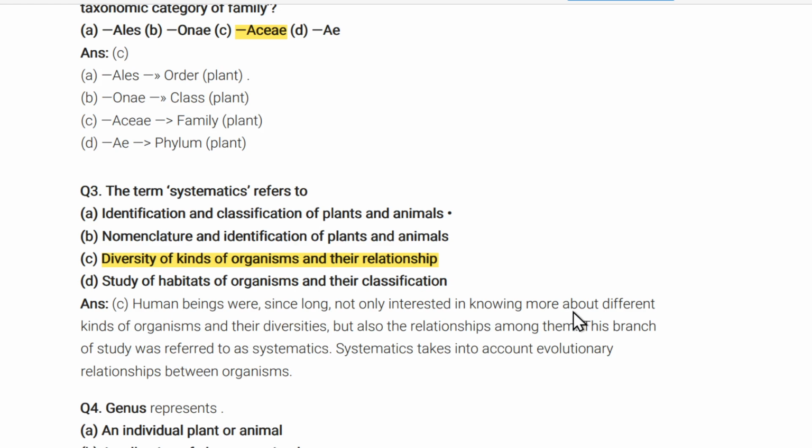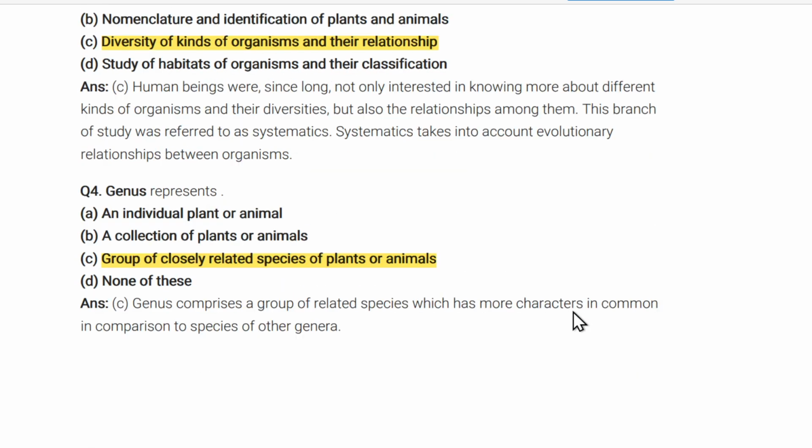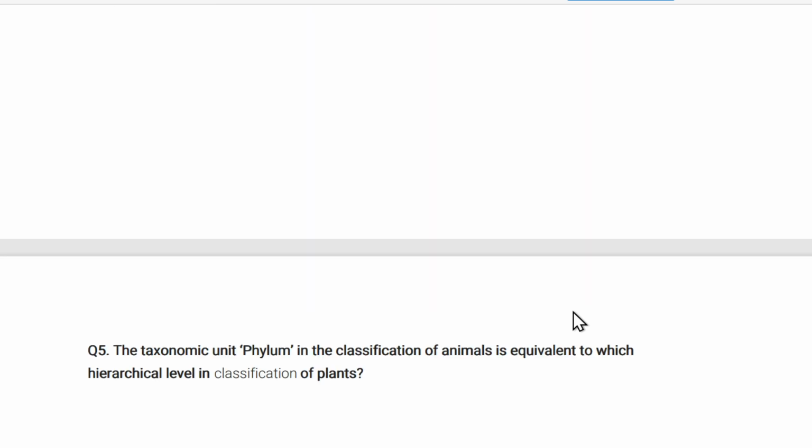Question number 3. The term systematics refers to diversity of kinds of organisms and their relationship. Question number 4. Genus represents group of closely related species of plants or animals.